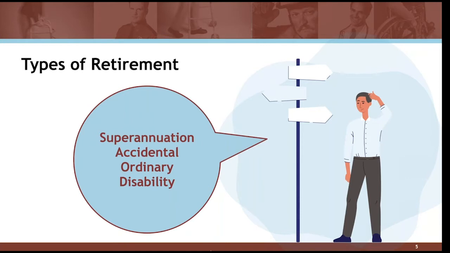Superannuation, or Section 5, is a benefit determined by age, years of service, salary, and group classification. Accidental, Section 7, is a benefit that is 72% of salary with no service requirement. Ordinary, Section 6, is a benefit determined by age and salary with a minimum of 10 years and sometimes 15 years of service with a veteran factor.